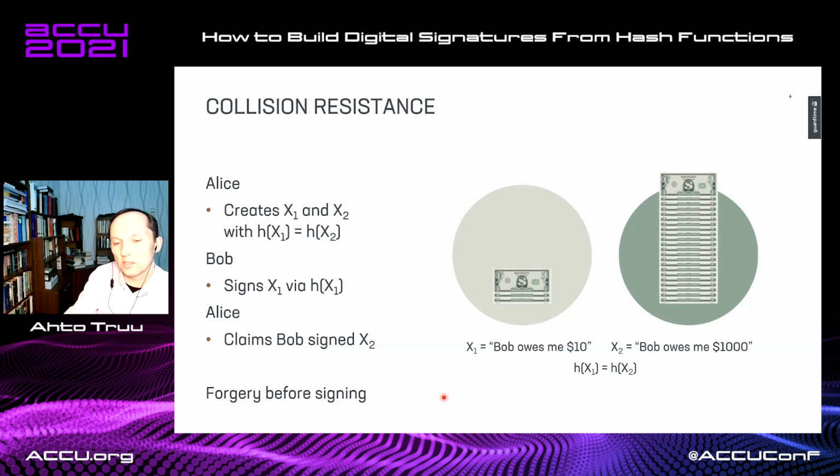So in order for a signature system using signing via hash values to be secure, the hash function needs to be both second preimage resistant and collision resistant. If one of those two is not satisfied, then the hash function is not suitable to be used in this kind of hash-and-sign model of digital signatures.